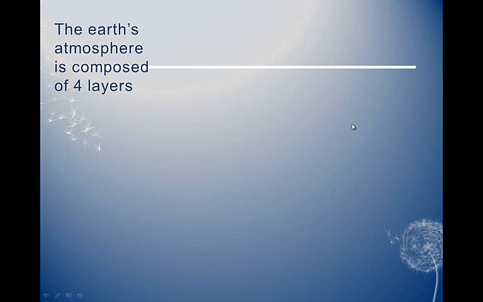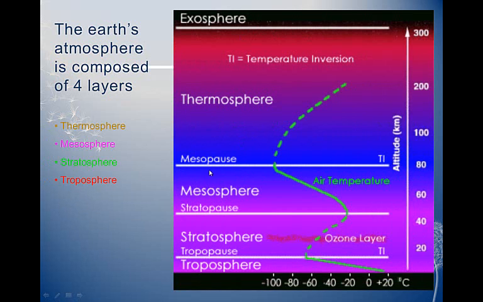All right, let's get started. The Earth's atmosphere is composed of four layers. There's the thermosphere, the mesosphere, the stratosphere, and the troposphere. So here is a diagram that shows them. The thermosphere is the closest. We also have the exosphere, but that is just the layer of the atmosphere where we exit our atmosphere. And then here's the thermosphere.